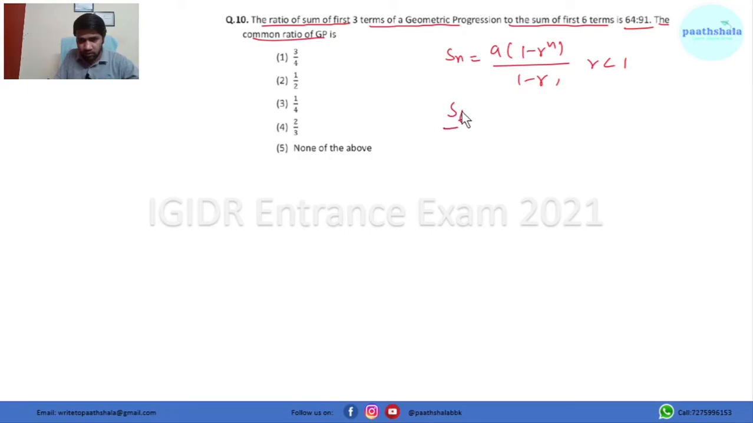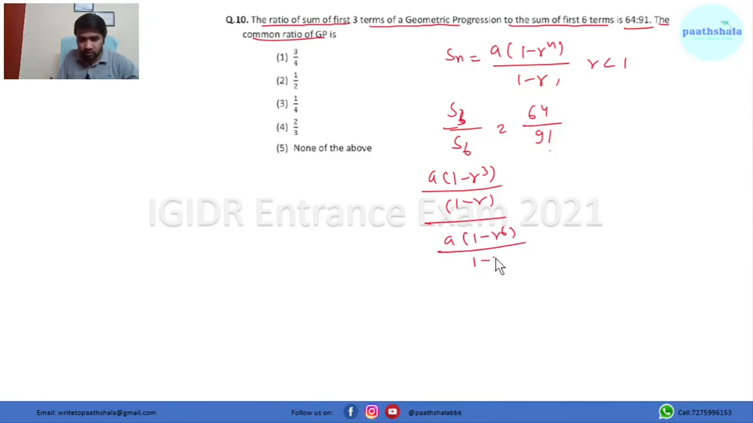So s3 upon s6 equals 64 upon 91. s3 will come out to be a times 1 minus r cube upon 1 minus r, and similarly s6 is a times 1 minus r power 6 upon 1 minus r. This equals 64 upon 91. Here 1 minus r can be cancelled, and a can be cancelled. So the numerator is 1 minus r cube, and 1 minus r power 6 can be written as 1 square minus r cube square, which comes out to be 1 minus r cube times 1 plus r cube. So this is equal to 64 upon 91.